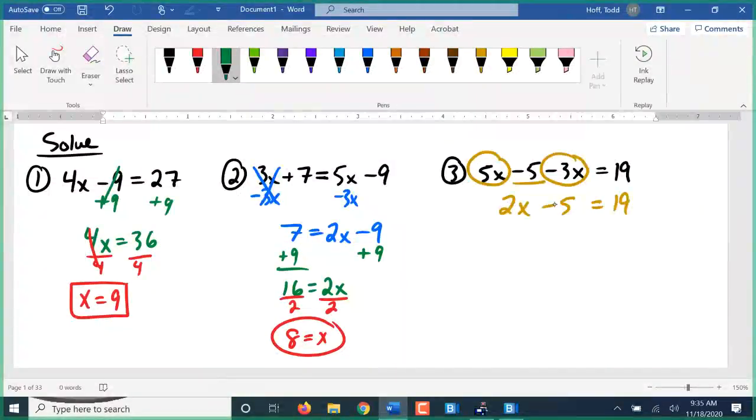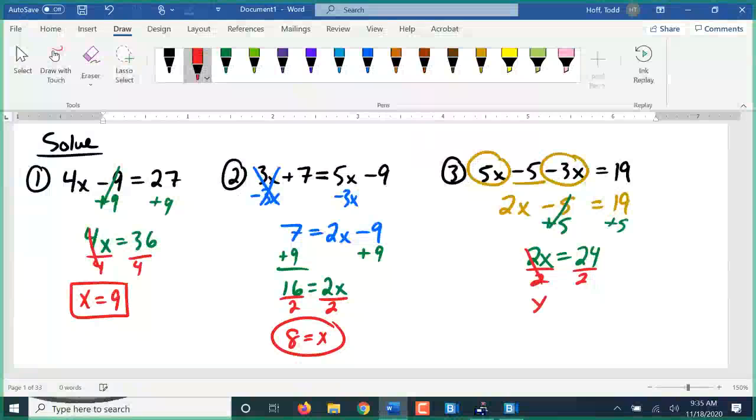X has been multiplied by 2, then 5 has been subtracted. So to solve it, I'm going to add 5 first. Get rid of the minus 5. 2x equals 19 plus 5 is 24. Now I have to divide by the 2. X equals 24 divided by 2 is 12.